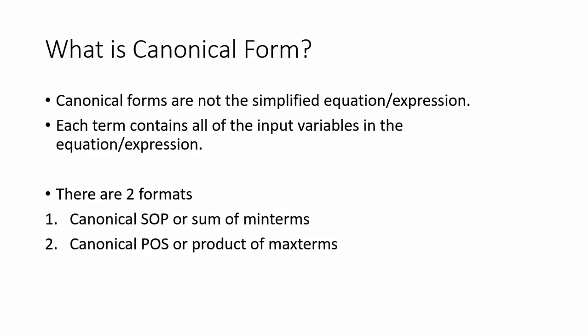Hello. In this video, we will see what we mean by canonical form, and also see how to convert a given sum of product or product of sum expression into canonical form. Let us start. For any digital system, we usually write its output expression in simplified form, whereas canonical form is a way of writing the output expression in such a way that each term of the expression will contain all input variables. So there are two formats, canonical SOP or canonical POS. We will take an example of each type and see how to convert them into canonical form.